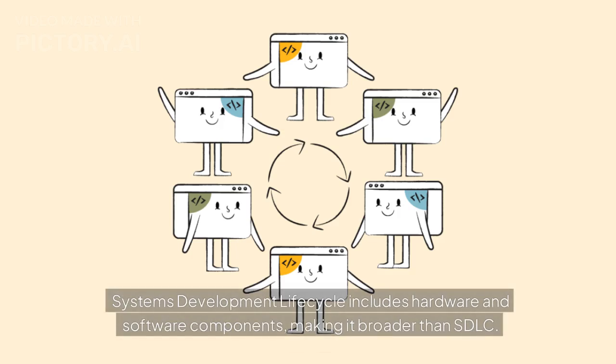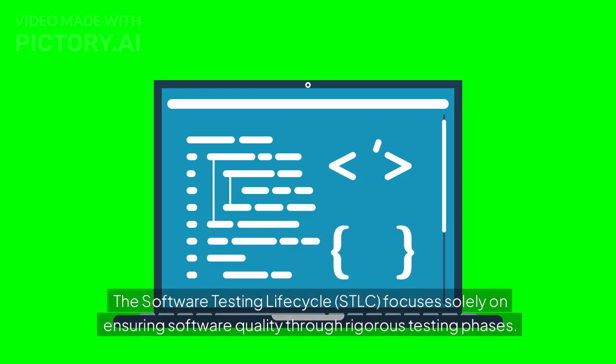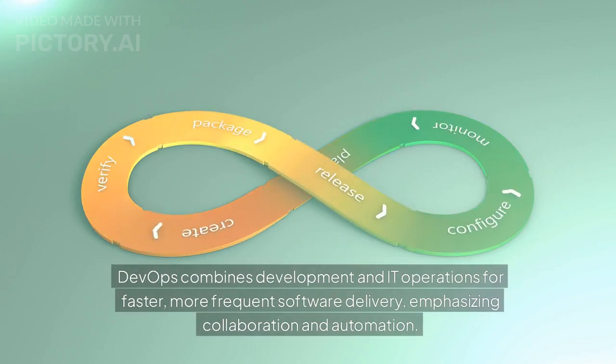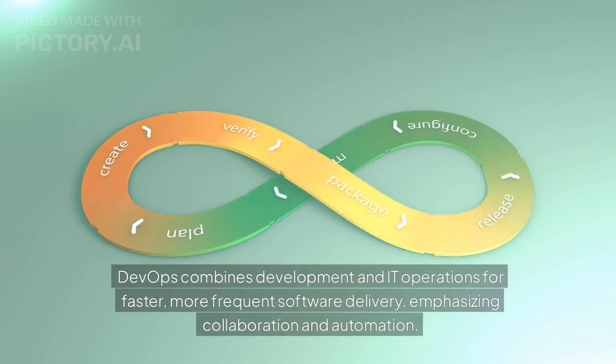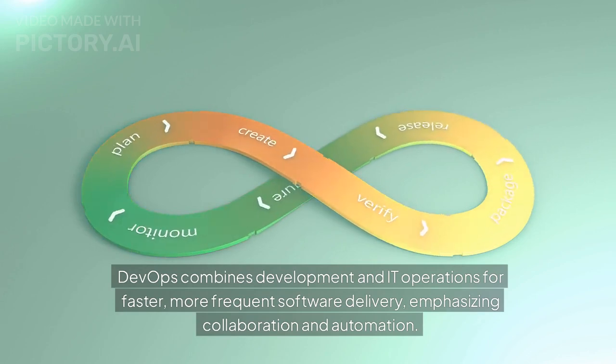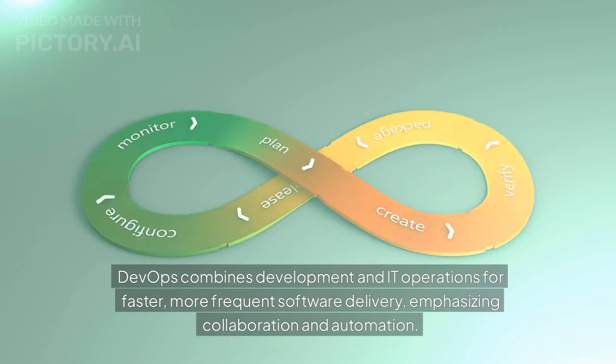Systems Development Lifecycle includes hardware and software components, making it broader than SDLC. The Software Testing Lifecycle, STLC, focuses solely on ensuring software quality through rigorous testing phases. DevOps combines development and IT operations for faster, more frequent software delivery, emphasizing collaboration and automation.